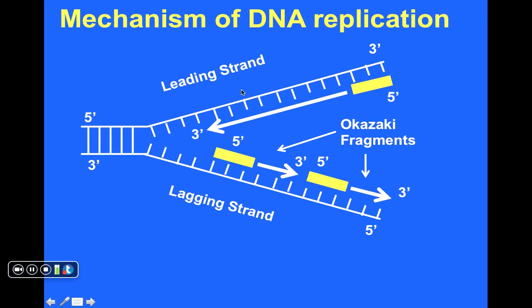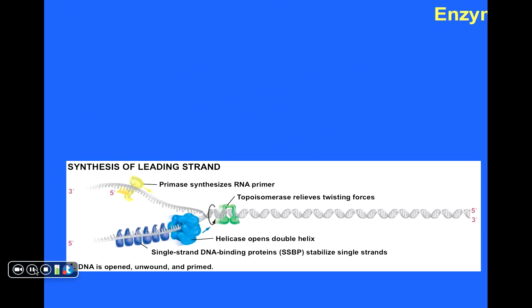We can also refer to the leading strand and the lagging strand. So DNA replication on the leading strand is continuous. On the lagging strand, it is discontinuous, again forming these Okazaki fragments. So in essence, that's what's happening. But now let's explore this in just a bit more detail.